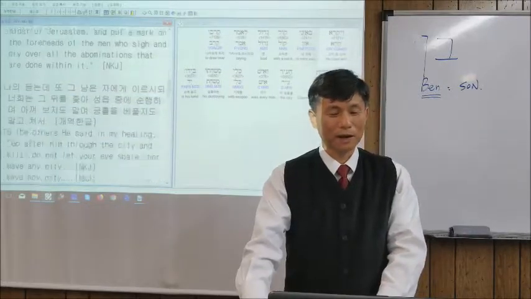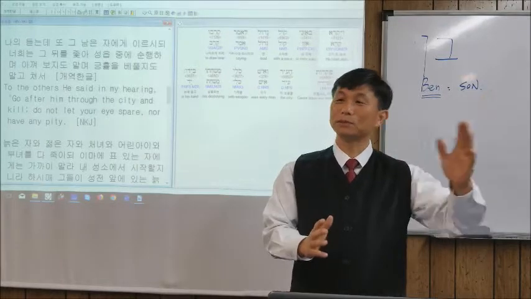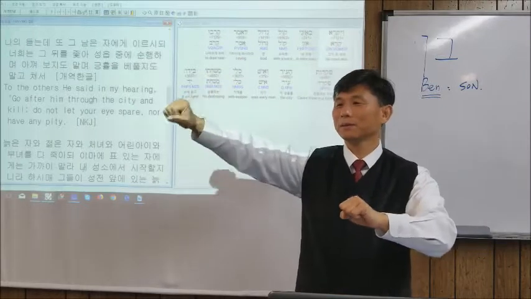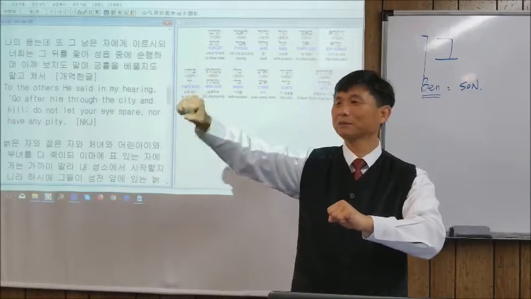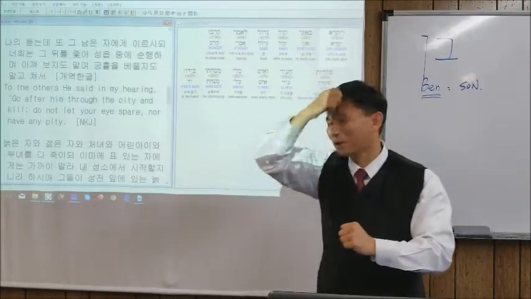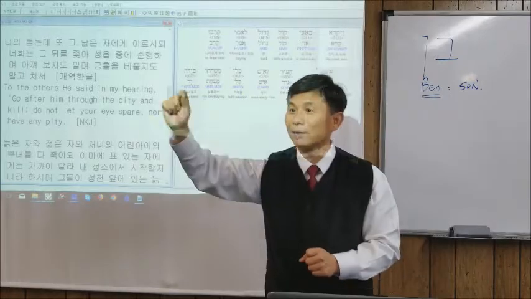And then verse 5. To the others, he said in my hearing, and the others means the sixth person, go after him. So go after the seventh person, right? Because the seventh person doesn't have a deadly weapon. He only goes through and puts the mark on the head, right? But who can get the mark? You have to sigh and cry, right?